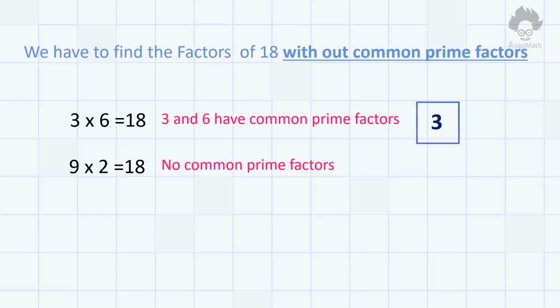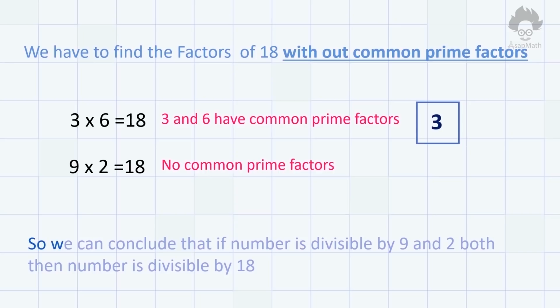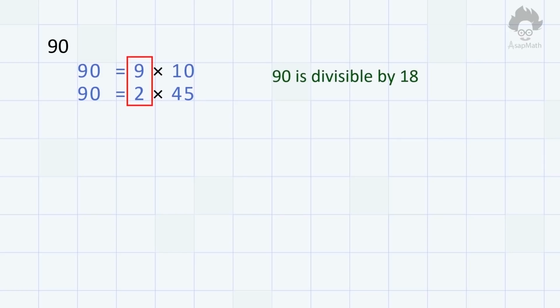Here the factors to be considered are 9 and 2 because they don't have a common prime factor. If a number is divisible by 9 and 2 both, then the number is divisible by 18. Ninety is divisible by 9 and it is also divisible by 2. So it is divisible by 18.